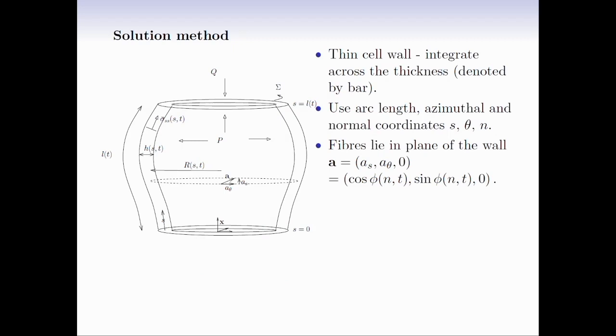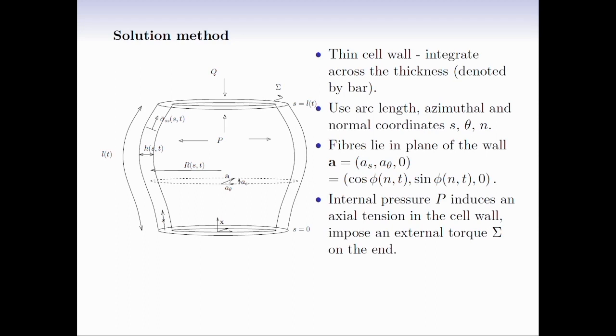I'm going to think about things in terms of arc length, so along my fluid sheet, and then azimuthal and normal coordinates. So I've got S, theta, and N being my coordinates. My fibres I'm going to assume lie in the plane of the wall, so there's no N component. In that case, I can just write it in terms of an angle phi. So I've got my fibres, and that can depend on where I am through the cell wall, because as I stretch the whole thing, my fibres are going to reorient.